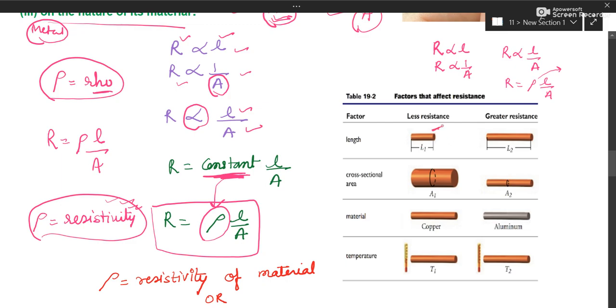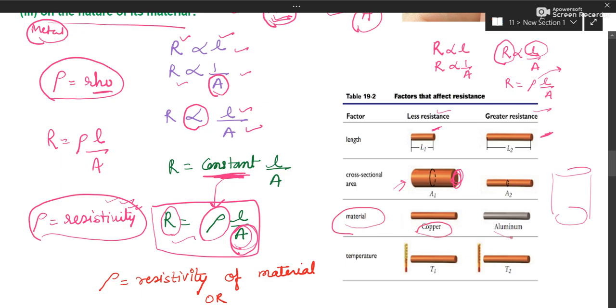This is short length, this is long length. So long length, more resistance because they are directly proportional. This wire is thick, and resistance is coming down, so they are inversely proportional. So area is more, resistance is low. So this is having low resistance. So a thick wire has low resistance. Now you can see nature of material. This is copper, aluminium. Copper is a good conductor. It means resistance is low. So it also depends upon nature of material.